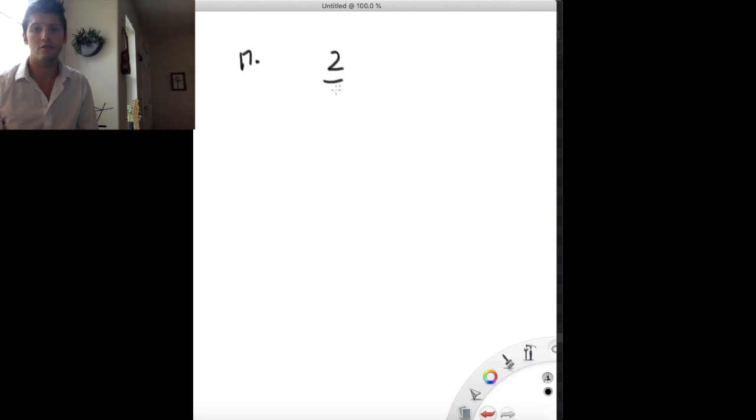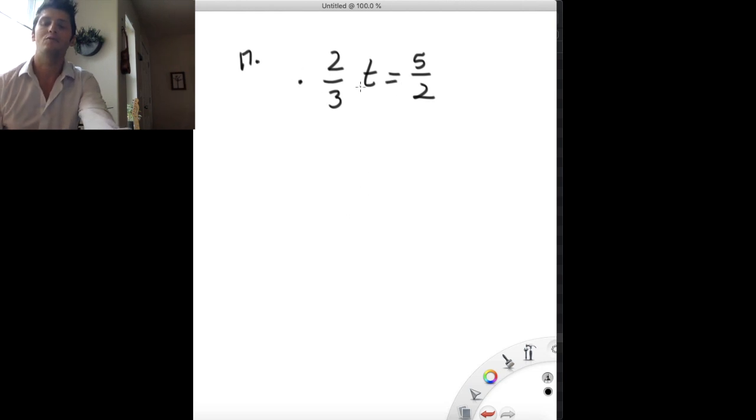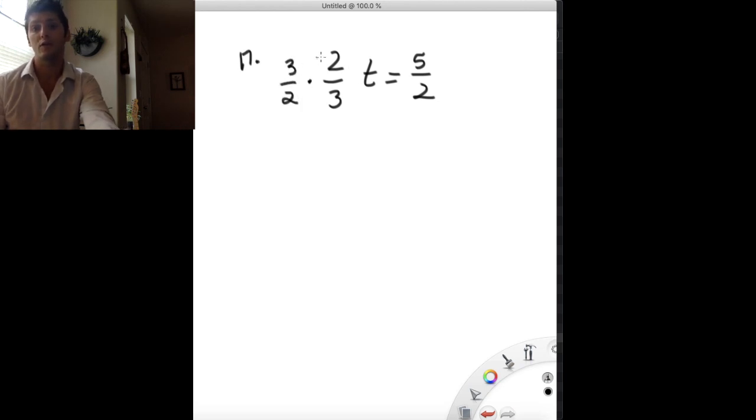17. 2/3 t equals 5 over 2. Sorry. Okay, you have to... Look, some people will say divide by 3 and multiply by 2. Totally true. You could also just multiply by 3 over 2 because it cancels all this. You get 6 over 6 with t, which is just 1t. So you multiply both sides by 3 over 2.